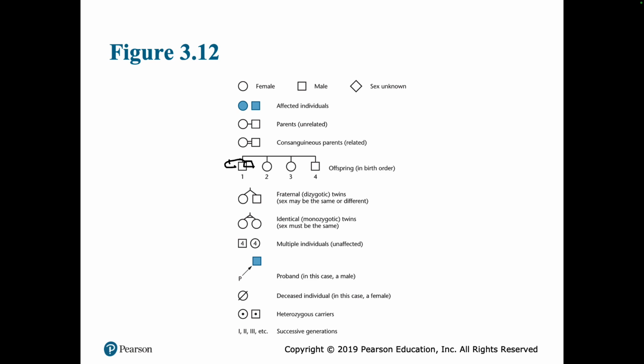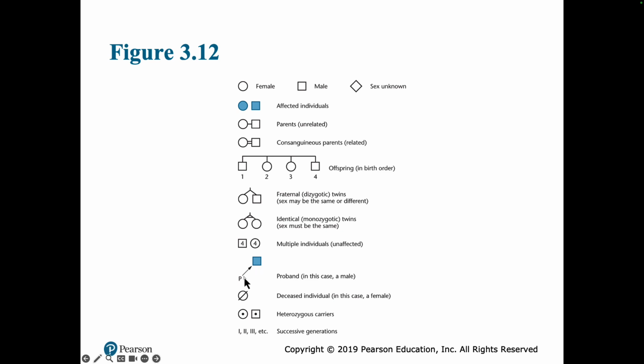And as you can see here, fraternal twins will have no connecting line. Identical twins will have a connecting line. And identical twins have to be the same sex. Fraternal twins can either be the same sex or they can be opposite sexes. If a family has a lot of children and many of them are not affected and their children are not affected, you might just see, well, they had 4 boys, 4 girls, and then it might pop out, the 9th child if that child was affected.